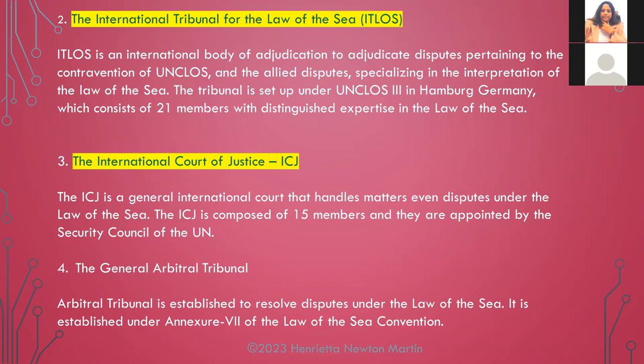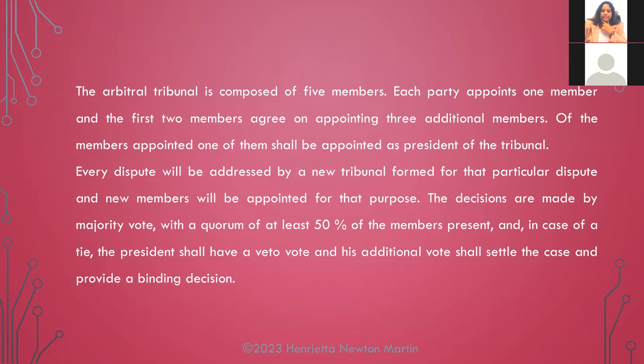Next is the General Arbitral Tribunal, or GATT. The General Arbitral Tribunal is established to resolve disputes under the Law of the Sea. It is established under Annexure 7 of the Law of the Sea Convention. Now, this Arbitral Tribunal is composed of 5 members.